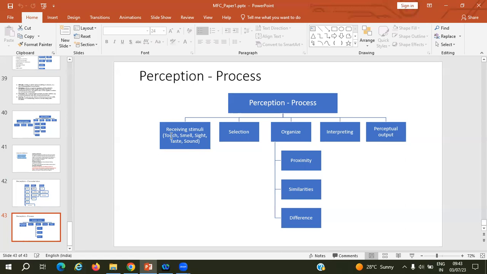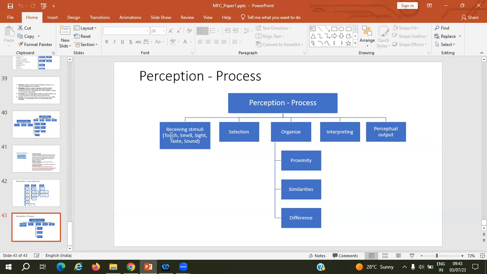The last step is output. Output is what is coming out of the process. Whenever you are drawing a perception, what is the outcome? What is the output of that? You have a perception, that is the outcome.